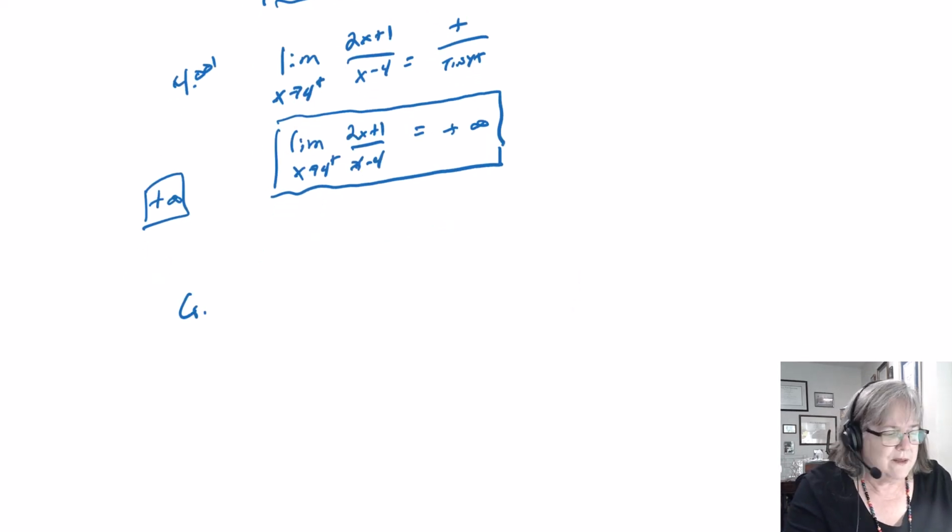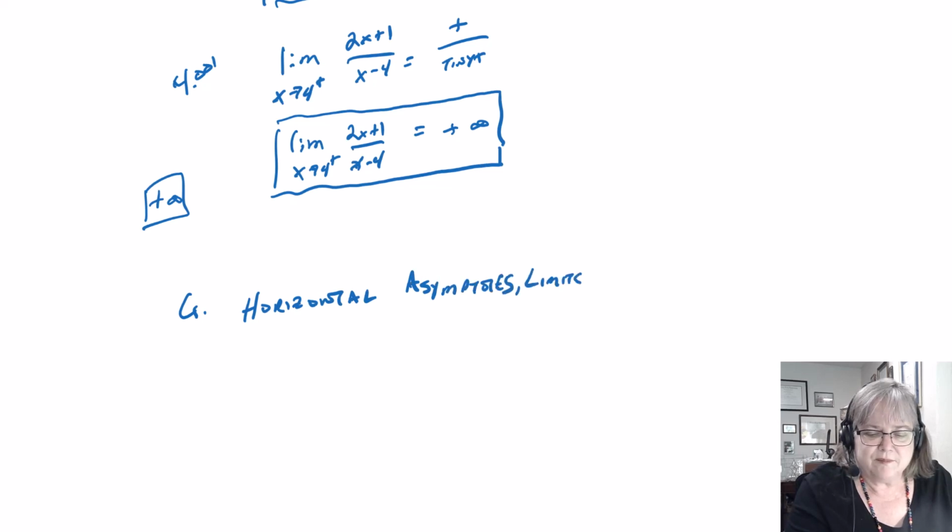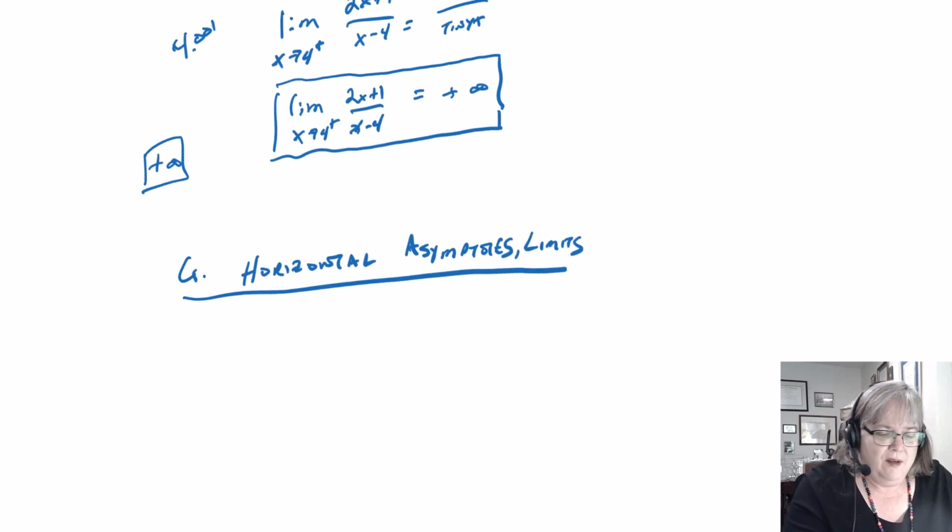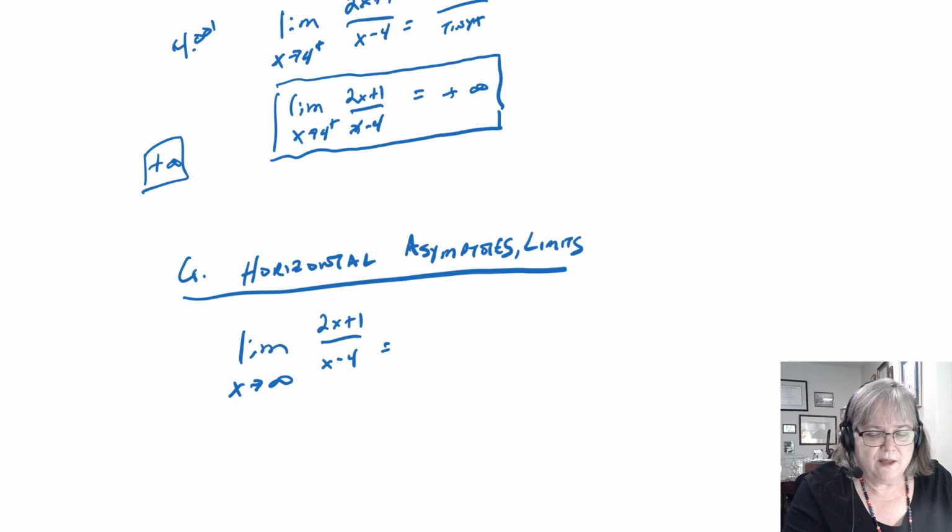Then we're going to talk about whether it has horizontal asymptotes, using limits. So we're going to take the limit as x goes off to positive infinity of 2x plus 1 over x minus 4. And the technique you learned back in the limits section of your book was you divide everybody in the top and bottom of this fraction by the biggest powered term in the bottom. And the biggest powered variable term in the bottom is just your x.